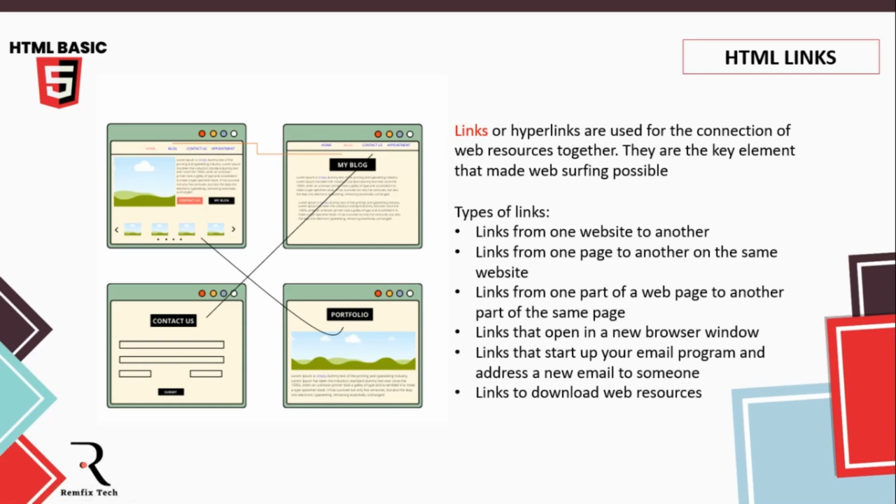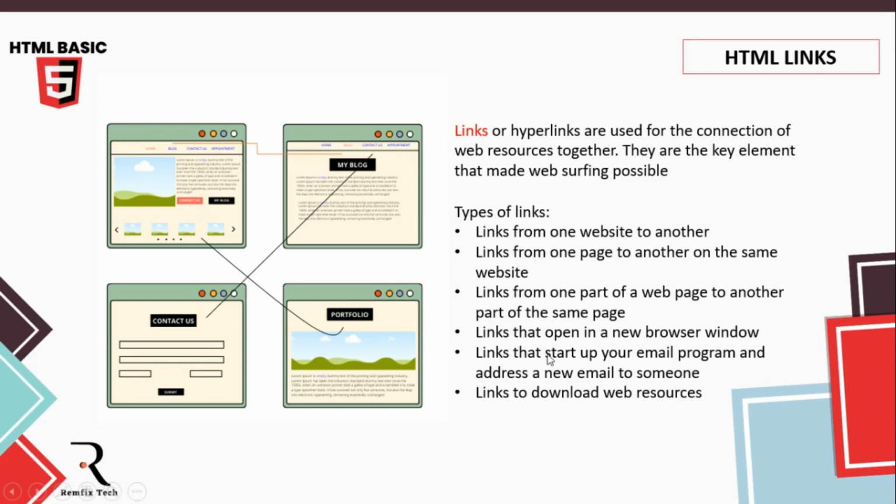They are key elements that made web surfing possible, and there are different types of links. There are links from one website to another. There are links from one page to another on the same website, and this is an example of that. We also have links from one part of a web page to another part of the same web page, like moving from one section of a page to another section. We also have links that open in a new browser window, which we're also going to examine in the next session.